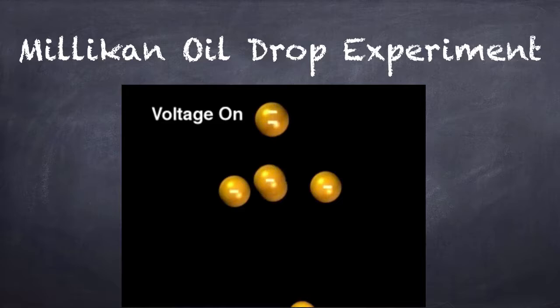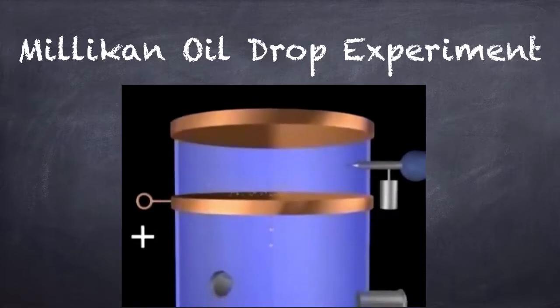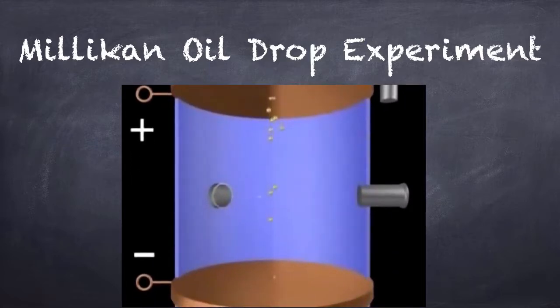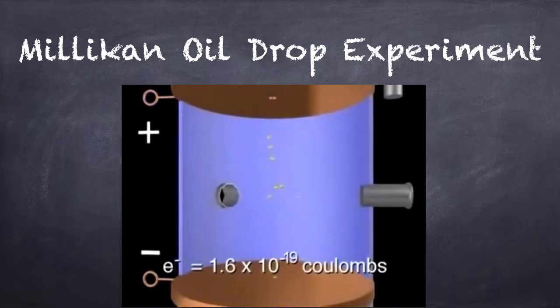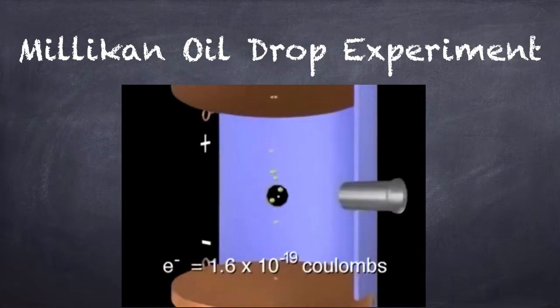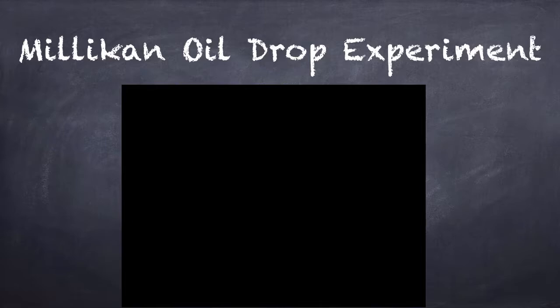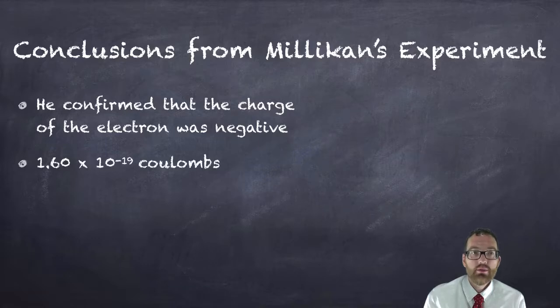By adjusting the applied voltage and observing the droplets both with voltage off and voltage on, Millikan was able to determine that the charges on the droplets were all multiples of a smallest value, 1.6 times 10 to the minus 19th coulombs. He took this to be the charge on a single electron. So conclusions from his experiment was that the charge of the electron was indeed negative, and he calculated that to be 1.6 times 10 to the negative 19 coulombs.